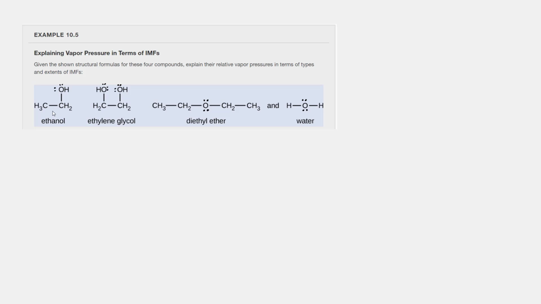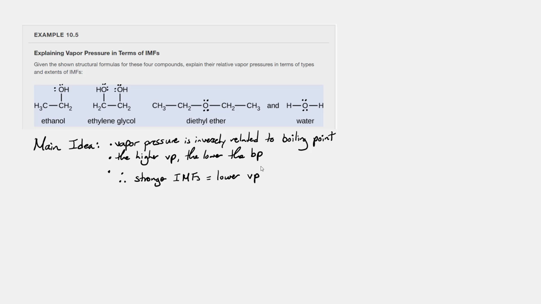So to make our decision about what types of intermolecular forces each molecule has, we need to get an idea of their molecular geometry. So our big strategy here is vapor pressure is inversely related to boiling point. So we're going to do what we've done before and identify the intermolecular forces that each molecule possesses. And the idea is the stronger the intermolecular forces, the higher the boiling point is going to be. Remember that a high boiling point equals a low vapor pressure, so the stronger the intermolecular forces, the lower the vapor pressure is going to be. So we need to take the Lewis structures here and relate them to the three-dimensional structure of the molecule.